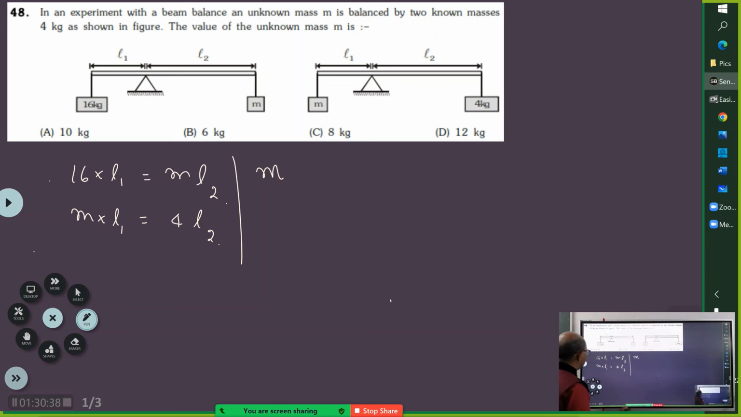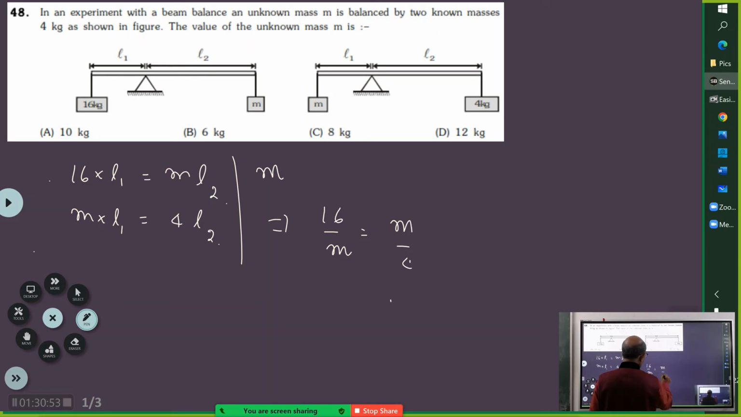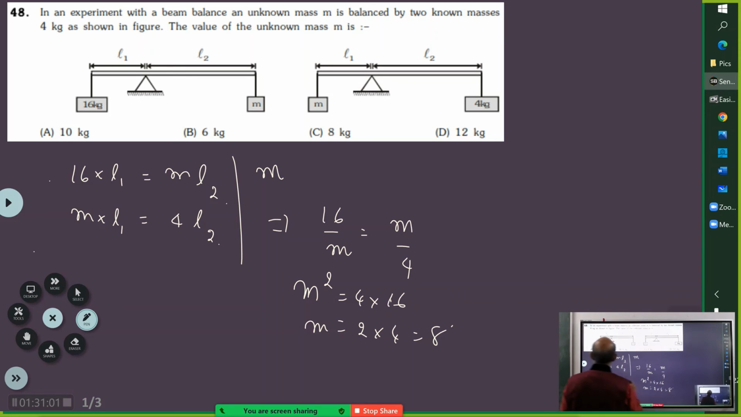The easiest thing: there are only 2 equations and 3 unknowns, so don't try to solve directly. A simple way is to divide one equation by the other. The L1s will go, so you get 16 by M is equal to M by 4. Therefore, M square is equal to 4 into 16, or M is equal to 2 into 4, equal to 8. So 8 kg. Yes, this is the option. Okay.